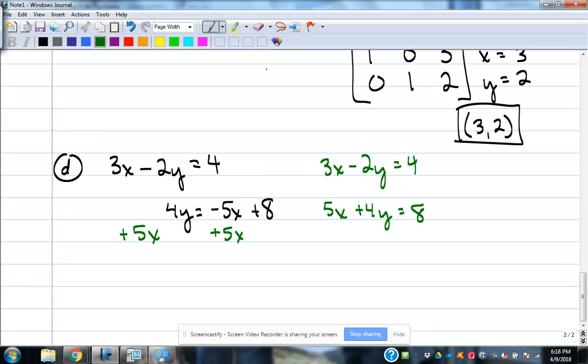So I just move that around so that our system is in the right order. You got x's in a column, y's in a column, plain numbers in a column. That allows us to type into our calculator this matrix.